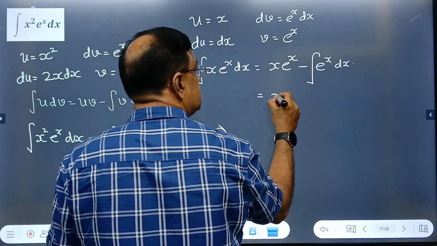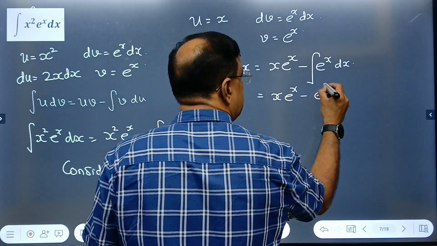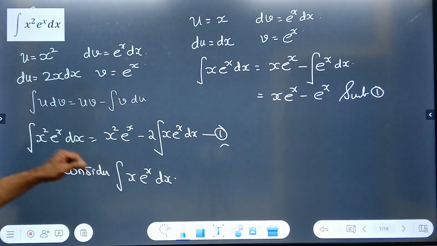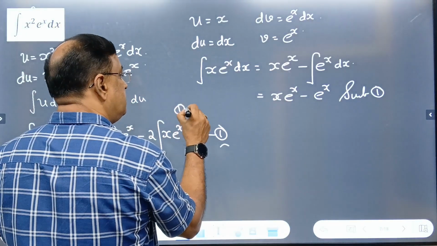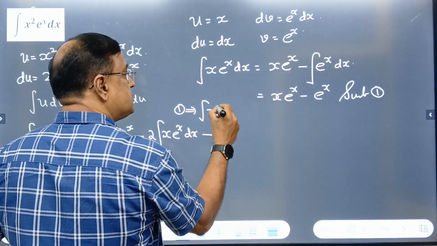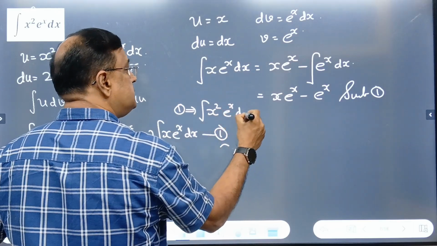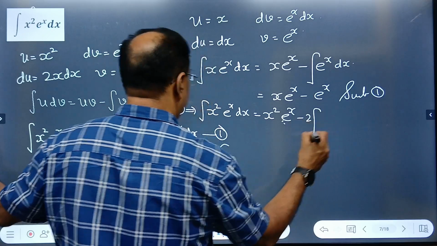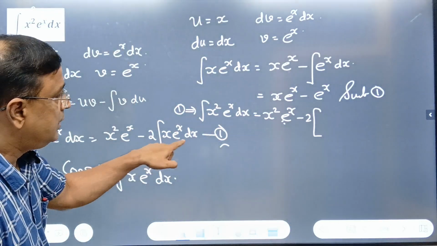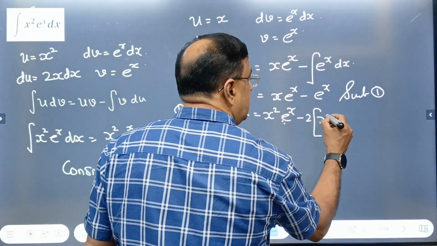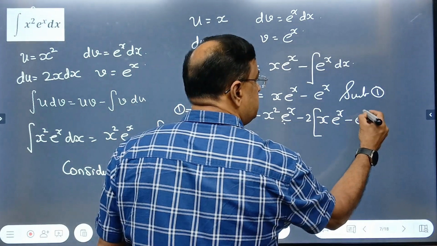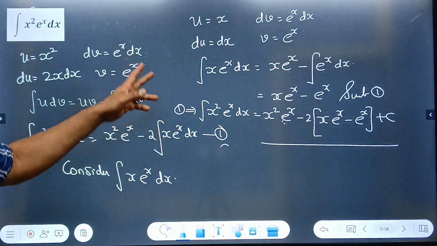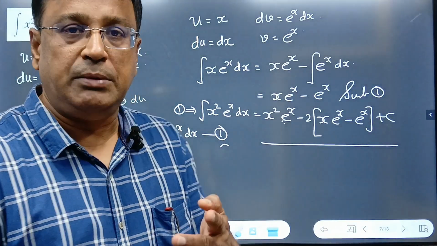So this is x e power x minus e power x. Now what I will do, I'll say substitute in 1. So what happens to 1? So 1 becomes integral x square e power x dx becomes x square e power x minus 2 times integration x e power x, which will be x e power x minus e power x plus c. So once again you have a situation where I used integration by parts 2 times.